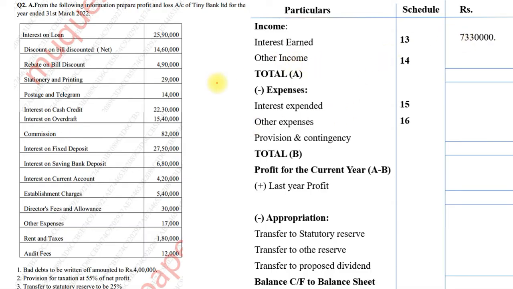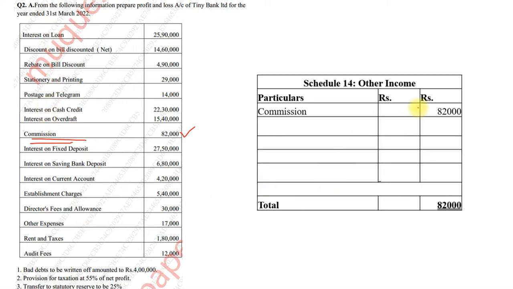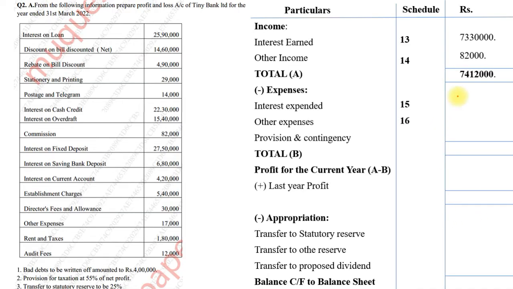Now let us check other income. If you look carefully, I can see one commission of 82,000. Other than that, there are only expenses present here. So there's only one income, that is 82,000, so our schedule number 14 will be 82,000. 73 lakh 30,000 plus 82,000 comes to 74 lakh 12,000. So that's my total income.